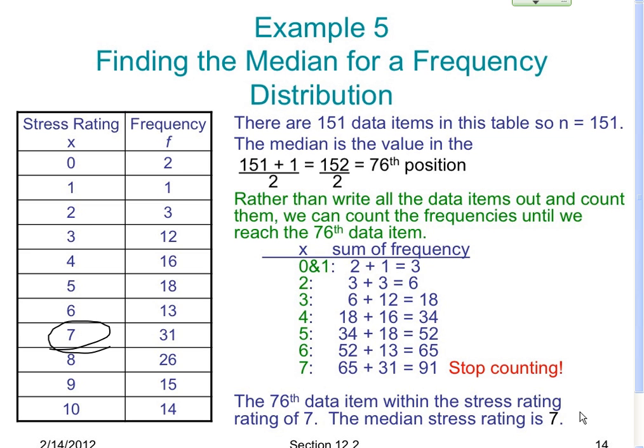Can you write out 151 numbers? Sure. Or you can do it this way. Your choice.